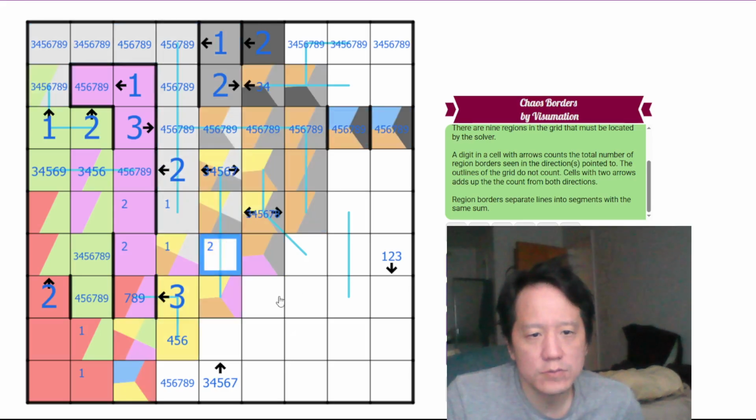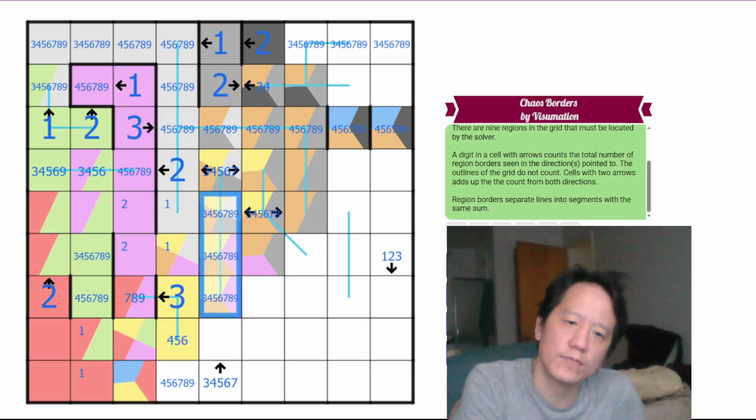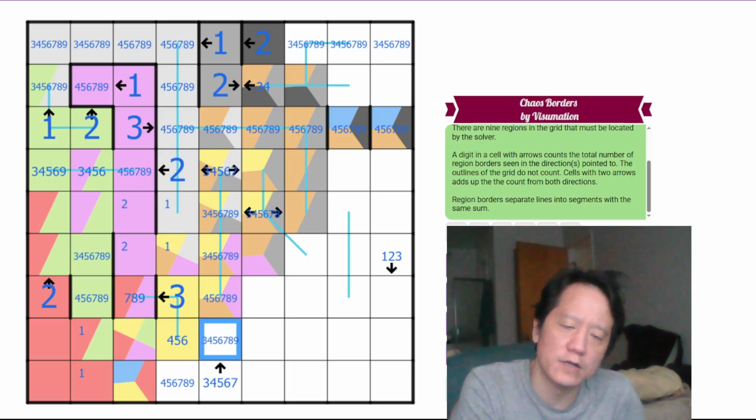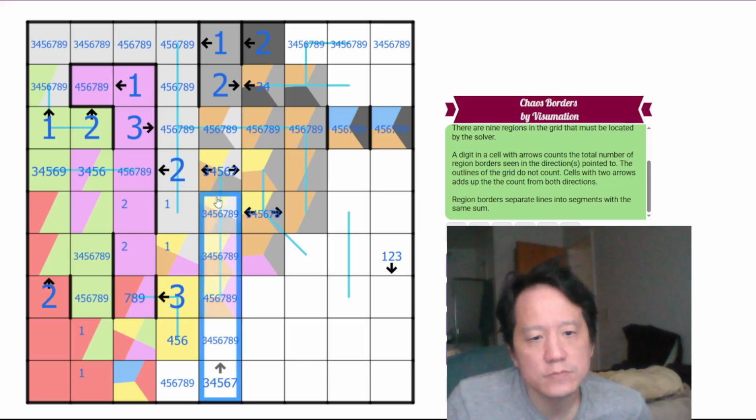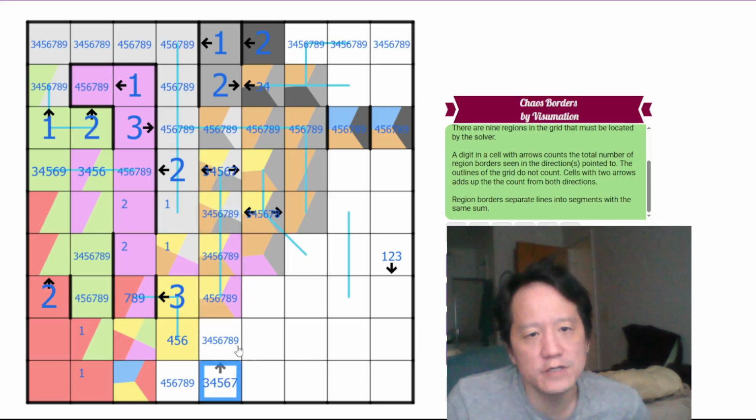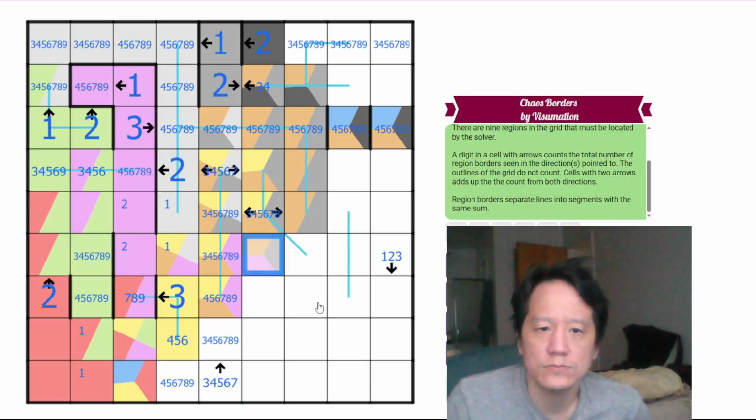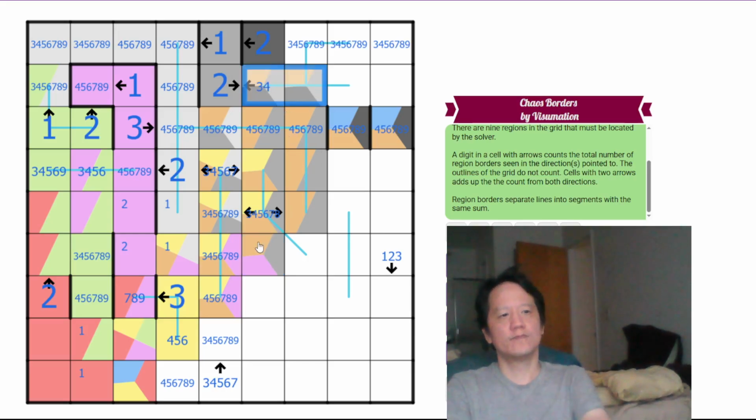This can't be 2. Oops. Oh, these digits are all 3 through 9. But this can't be 3. 3 through 9 here. This has at least 3 boundaries. These two are the same region.